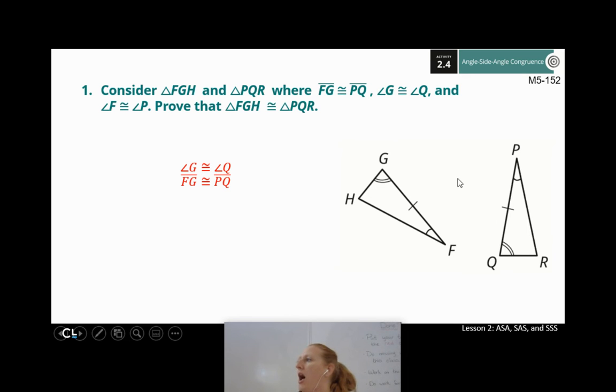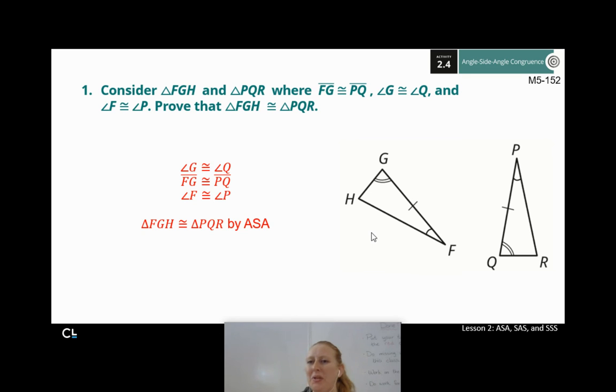Awesome, awesome. Ooh, and there's another set of angles, right? Angle F and angle P, those guys are congruent to each other as well. So angle F is congruent to angle P. Awesome. I've got two angles and the included side, which matches up with two angles and the included side of another triangle. So guess what? Triangle FGH must be congruent to triangle PQR by ASA. Angle, side, angle. Because I have it on both of these, I get to say those triangles are congruent.